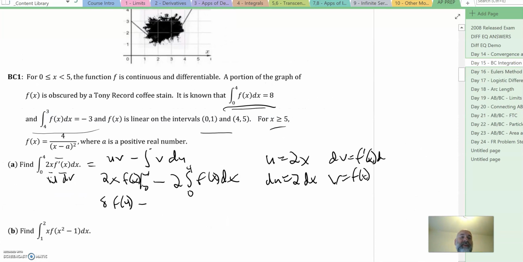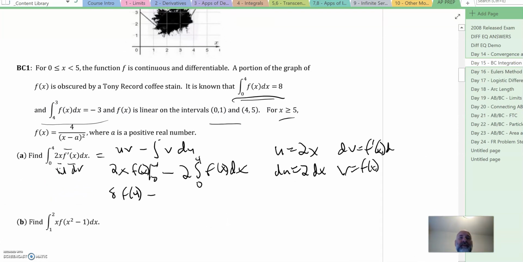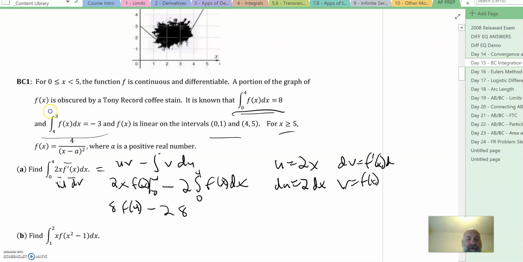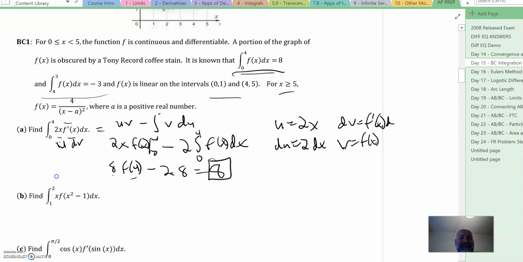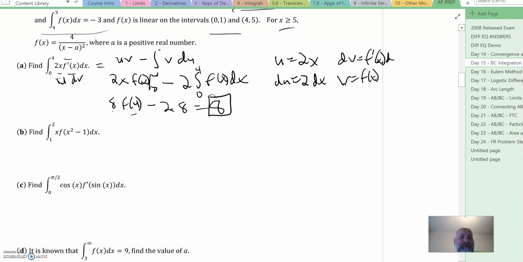Really, not knowing the antiderivative of things isn't as important as knowing the basic technique on how to do it. So that'd be 2 times 8, and f of 4, what's f of 4? f of 4 is 3, so this is 24 minus 2 times 8, which is 8. That's what I got before. That's correct. I did these before to make sure that I could do them efficiently. I wouldn't make any wrong steps here.